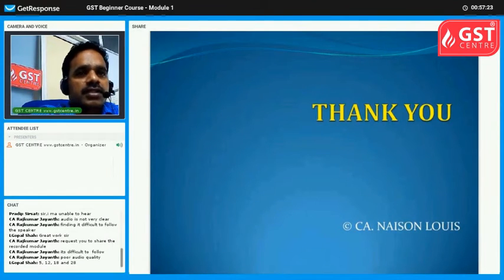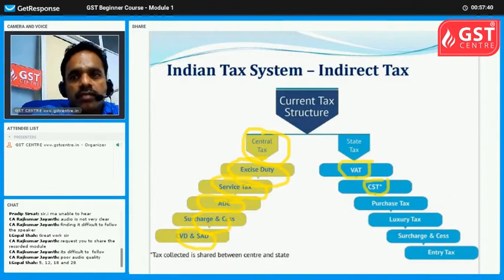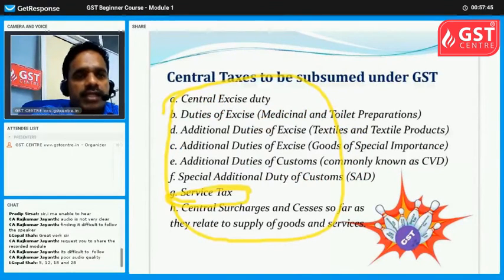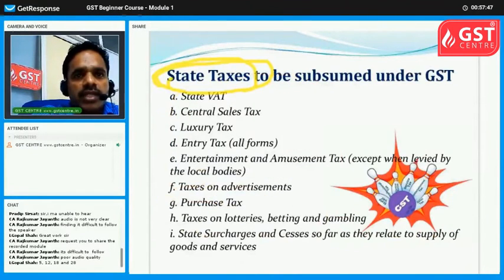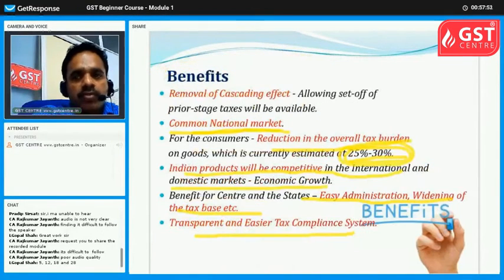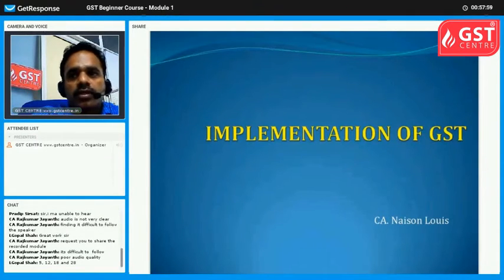So I hope the first PPT is clear to you. We have to cover more. If you have any doubts, you can put them in the chat box. We have covered the present tax system, the change in the constitution, which central taxes will be subsumed, which state taxes will be subsumed, then principles adopted and benefits. Let us move to the second PPT without wasting time. We can see how GST will be implemented.